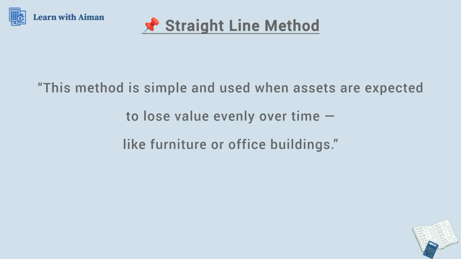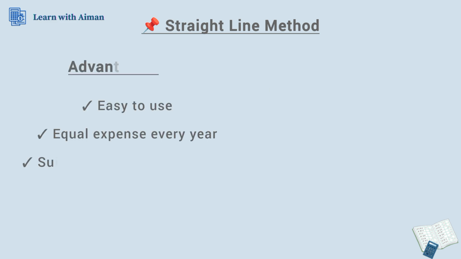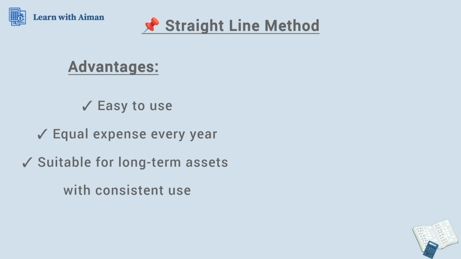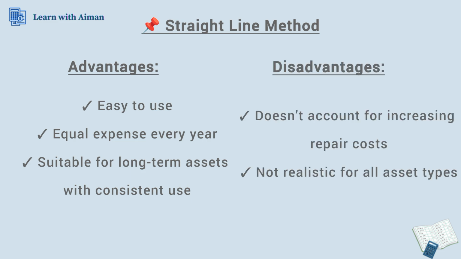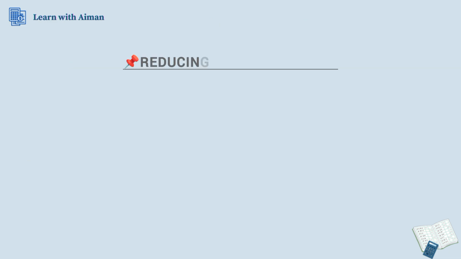This method is simple and used when assets are estimated to lose value evenly over time, like furniture or office buildings. Advantages: easy to use, equal expense every year, suitable for long-term assets with consistent use. Disadvantages: doesn't account for increasing repair costs, not realistic for all asset types.